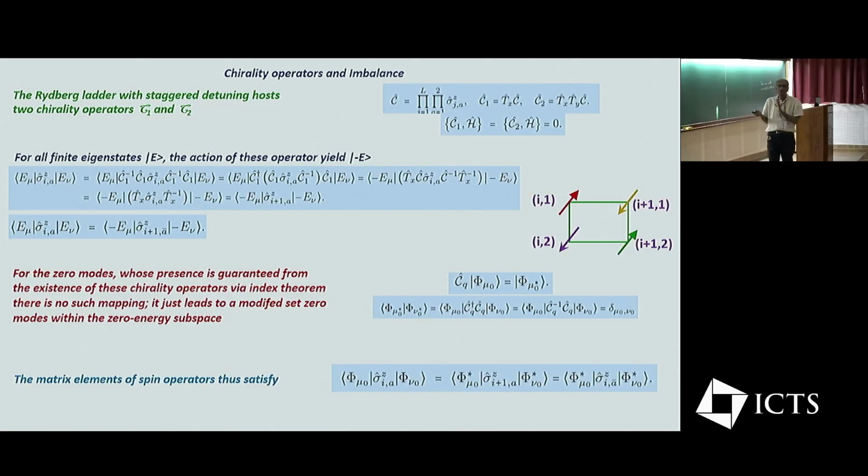However, for the zero modes, this doesn't hold because the chirality operators do not convert a zero mode to another particular zero mode. There is nothing called the negative of the zero mode. So it just takes you to another set of zero modes, okay. So the matrix elements of the spin operator in the zero energy subspace satisfy this.